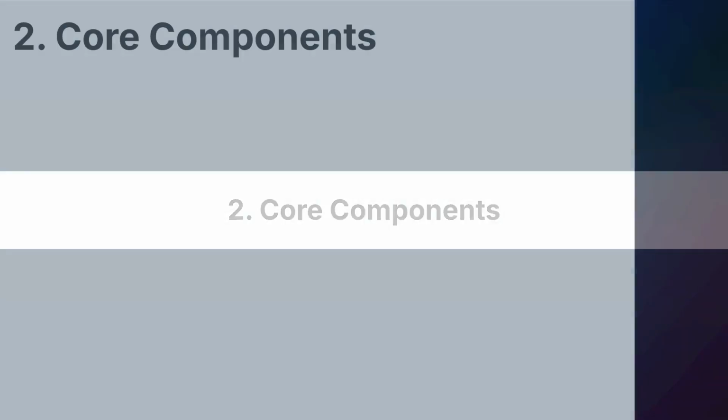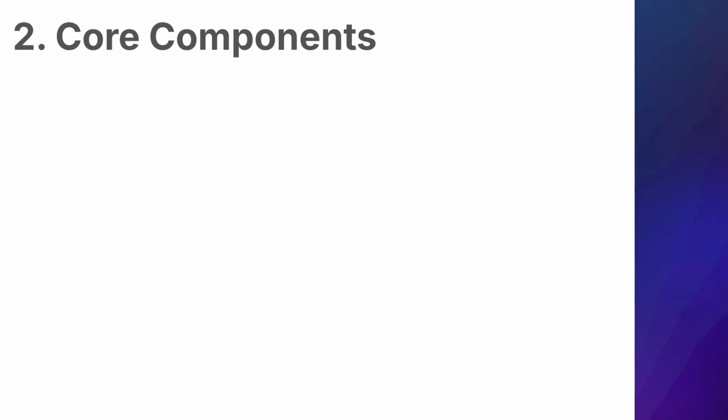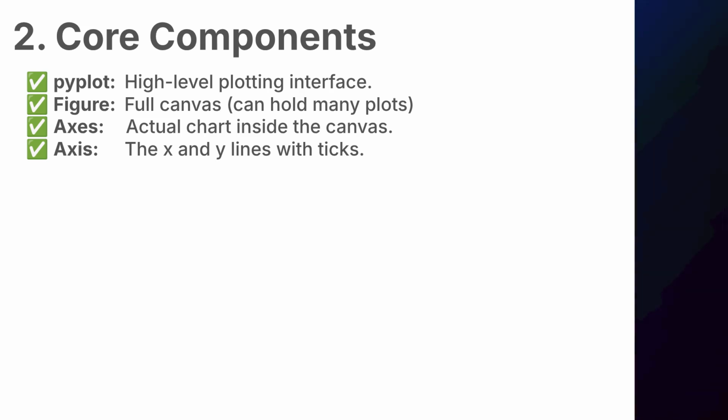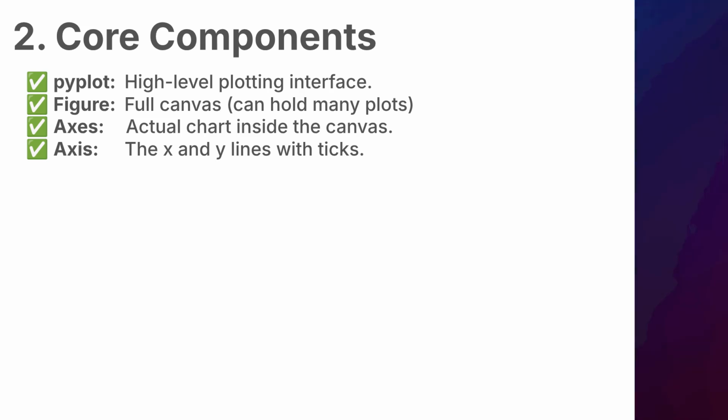2. Core components. There are 4 core components of Matplotlib: pyplot, figure, axes, and axis. These are the building blocks that help you create all types of charts in Matplotlib.